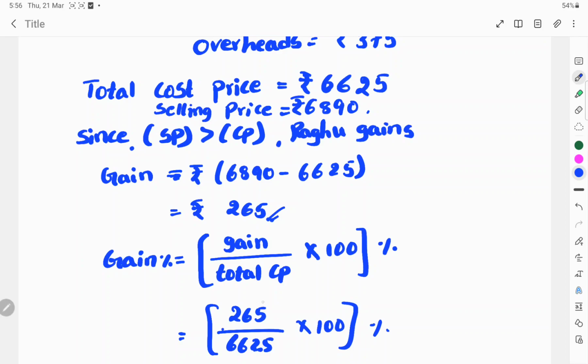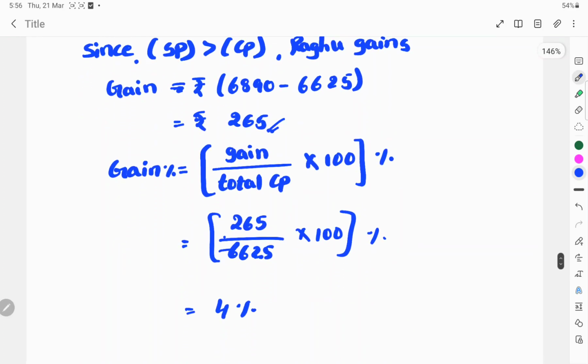So gain is 265 by total cost price, 6,625 rupees, into 100. This is cancelled in the 5 table. 5 1s are 5, 5 3s are 15, 5 2s are 10, 5 5s are 25. Again it cancels in the 5 table. 5 2s are 10, 5 3s are 15, next 5 6s are 30, 5 5s are 25.